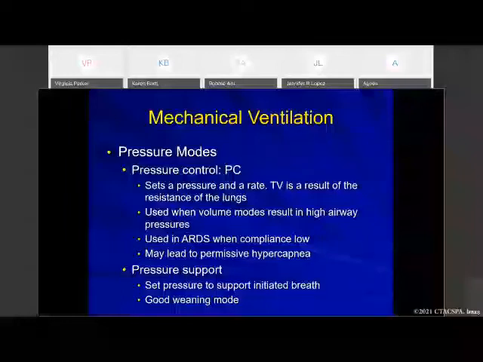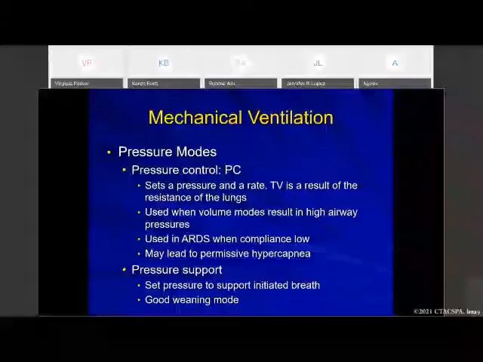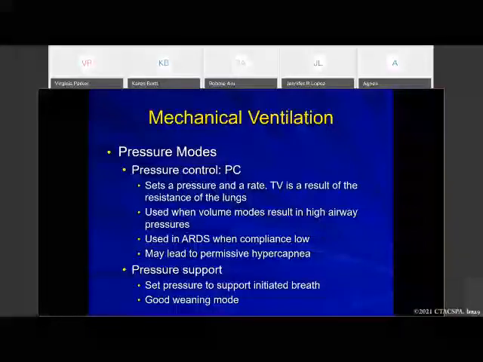If you want a certain tidal volume, you're trying to get their CO2 down, you're still trying to oxygenate them, you can turn the pressure up. If they're doing fine and they're starting to wean off pressure control, you can turn the pressure down. So these are used for patients that have really bad compliance and stiff lungs, and you're worried about barotrauma. This might increase your permissive hypercapnia, but again, that's okay if your pH is normal and you have maneuvers to try and help you with your pH.